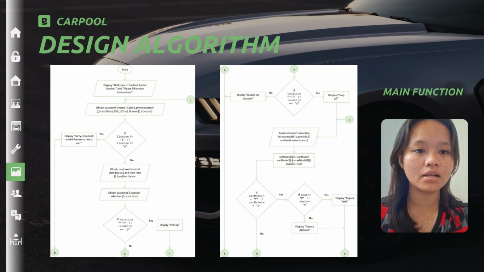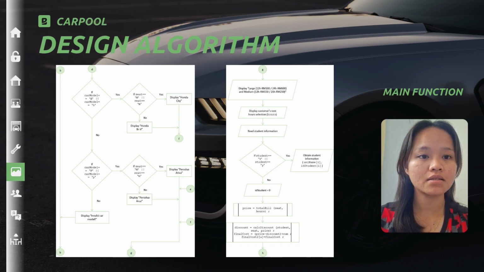Next is car model and seater selection. The system asks the customers to select car model and total number of seats. The system will store the selected car model and seat number. If the customer selects T for car model, the system checks the number of seats. If seat is M, the system displays Toyota Yaris. Otherwise, the system displays Toyota Alphard.